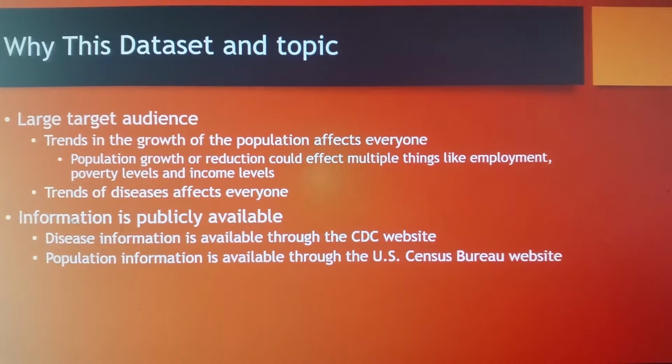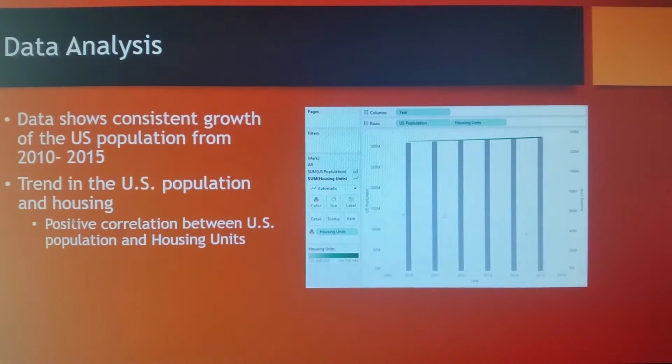Trends in diseases affect everyone also. If the U.S. is seeing an increase in the amount of certain viruses, it could be beneficial to know so that preventive measures can be taken. I also chose this dataset because all the information is publicly available through the CDC website or the U.S. Census Bureau website.